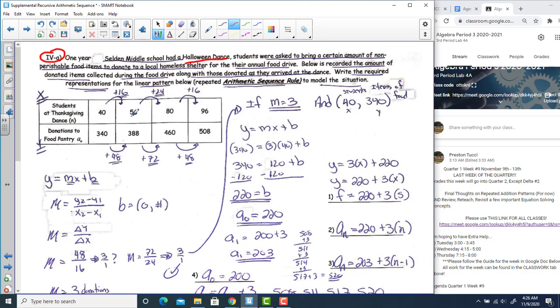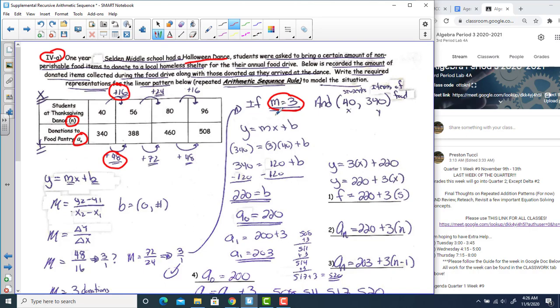And you'd have to do the same thing if you were told it was a repeated addition pattern. You'd have to determine how much the times are changing compared to the amount of cans collected. So n is the number of times that students drop off cans, and a sub n is the total number of cans collected. If you were to do that, you'd find that the rate of change is 3 cans per student.